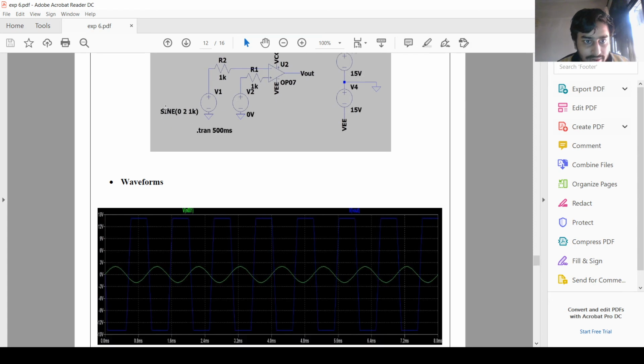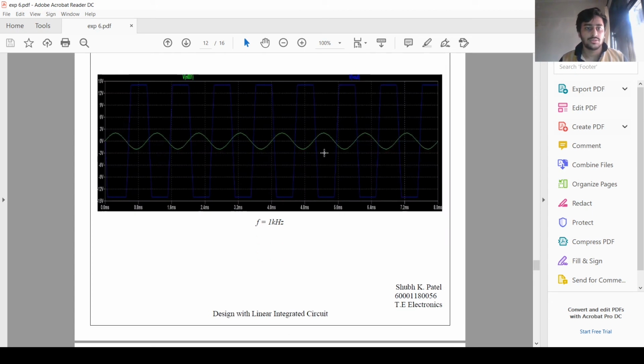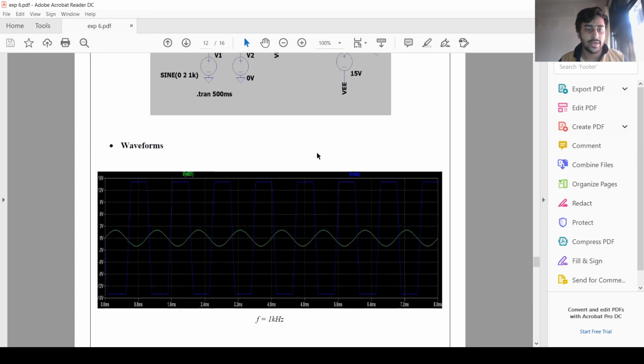So when the sinusoidal voltage is greater than 0 volt, the output is negative, and when it is lower than 0 volt, the output is positive. As you can see, when the sinusoidal voltage is greater than 0 volt, the output is negative, and when it is lower than 0 volt, the output is positive. So this was all for the zero crossing detector.